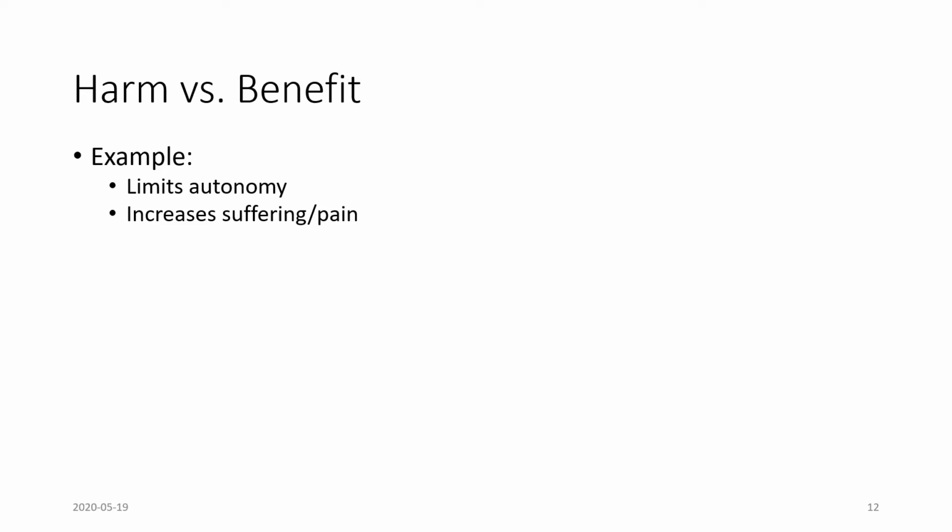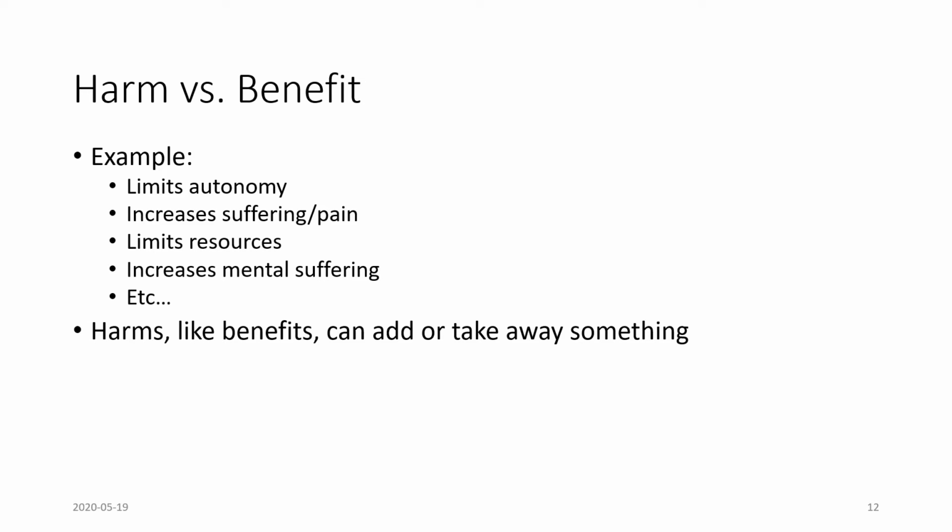Examples of harm could be that something limits your autonomy, or increases suffering and pain, or a harm may limit your resources and increase your mental suffering. There are lots of examples, and I'm sure you can think of a lot. You could take down some things that are harms or benefits. And harms, like benefits, can add or take away something.